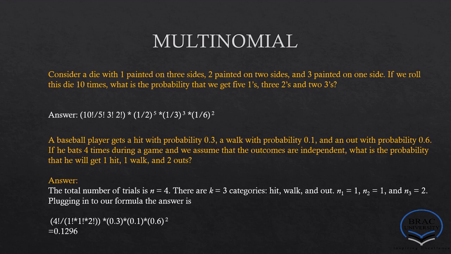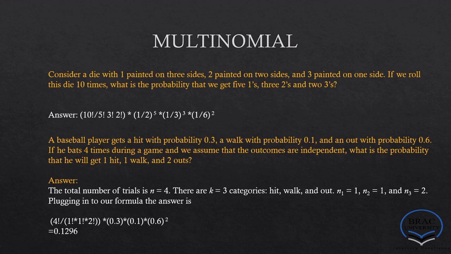So the probability of getting these is 10 factorial divided by 5 factorial, 3 factorial, and 2 factorial. Why? Because we want 5 ones, 3 twos, and 2 threes. That is why 5 factorial, 3 factorial, and 2 factorial. And the probability of getting 1 is 1/2, that is 1/2 to the power 5. The probability of getting 2 is 1/3, that is 1/3 to the power 3. And the probability of getting 3 is 1/6, so 1/6 to the power 2.